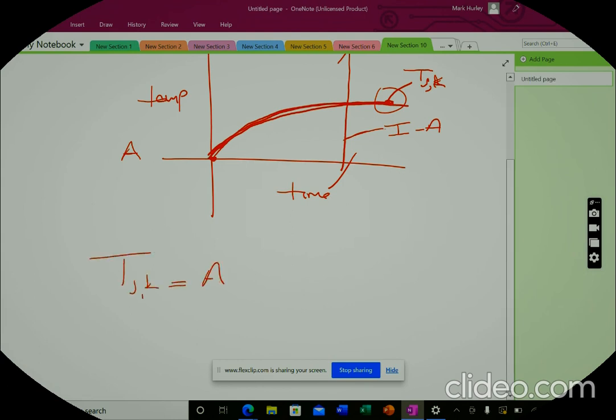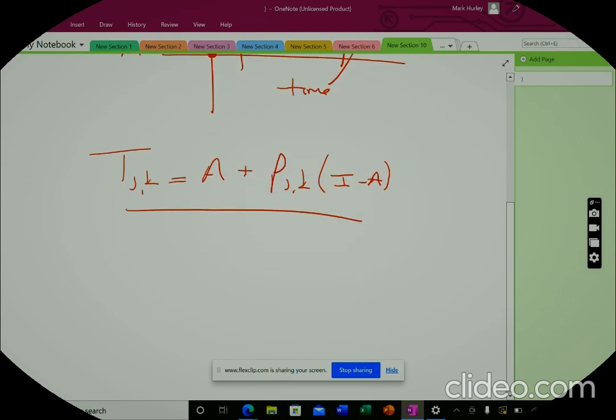We start with the ambient right here. Because we're increasing, we're going to add a proportion we call P at JK of the heating load. So that's the prediction for the temperature.